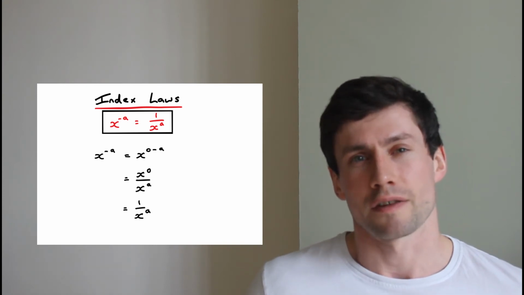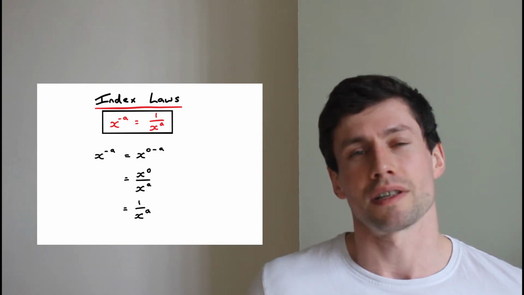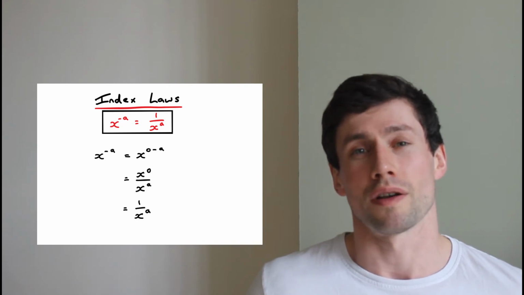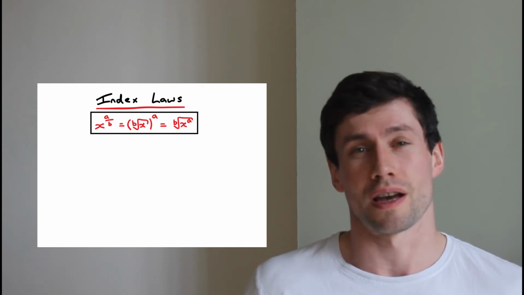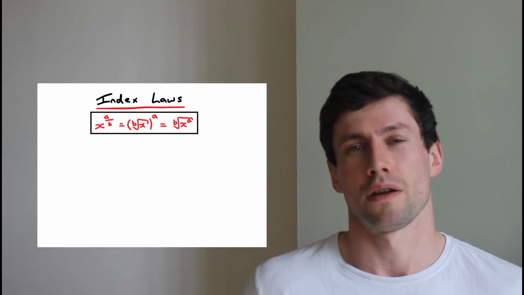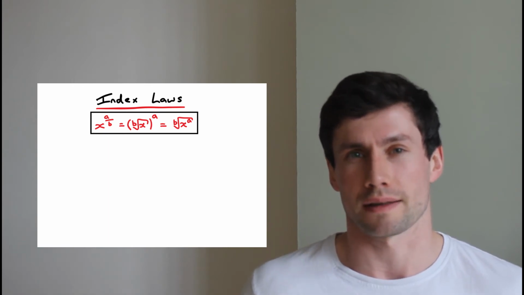Anytime you see a negative power, you can immediately move the entirety onto the bottom line, always remembering that it's simply a 1 goes on the top. The final rule is the most complicated, so we'll take this one slowly. The rule is x to the power of a over b equals the bth root of x all to the power of a, or the bth root of x to the power of a.